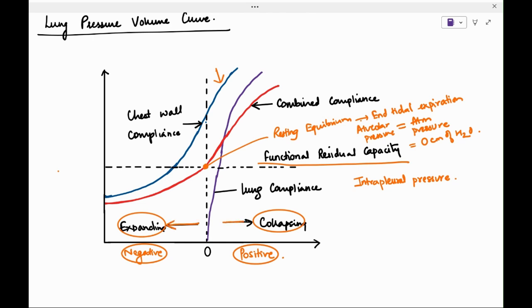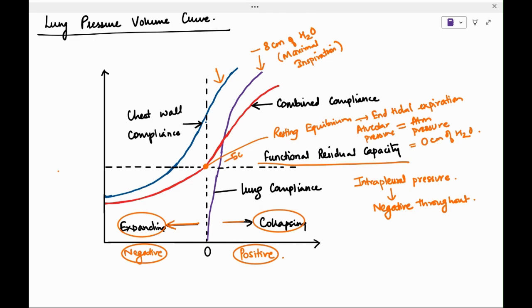Okay, so what is intrapleural pressure? The lung is collapsing and the chest wall is expanding. Both the forces are acting in the opposite direction. That is why the intrapleural pressure is negative. Throughout the respiratory cycle, it is negative. Now, during inspiration, a greater negative intrapleural pressure is generated, so it will pull the lung outward. At maximal inspiration, it becomes minus 8 centimeter of water.